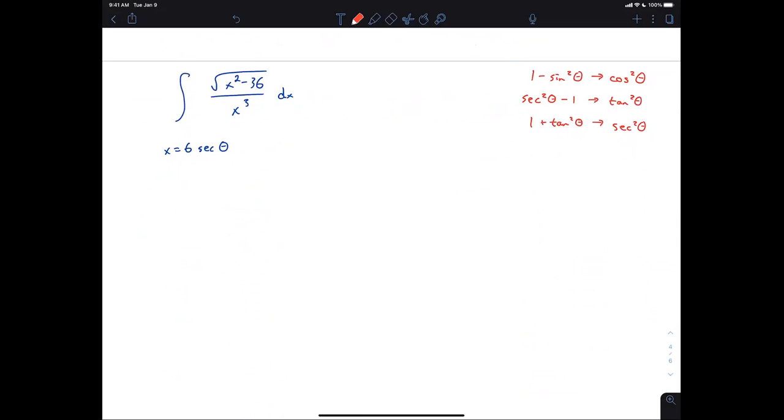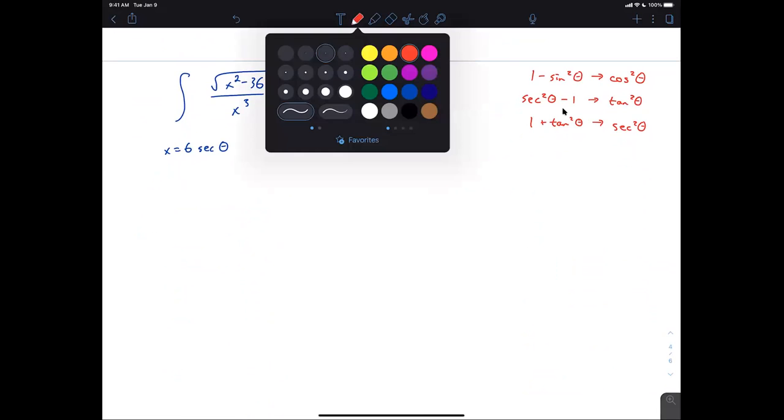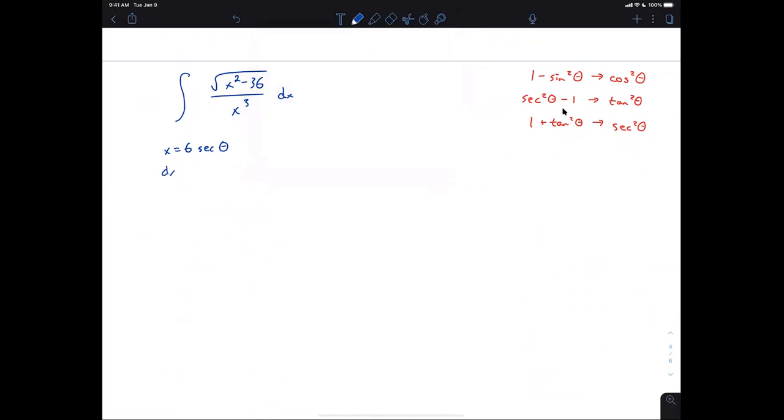All right, so now we got 6 because we want to match the 36. We got secant because we want secant squared minus 1. That makes dx, whoops, that makes dx 6 secant theta tangent theta d theta because it's the derivative of this.